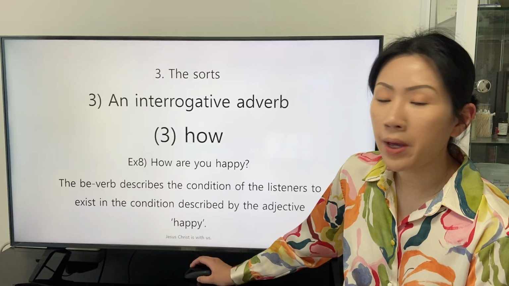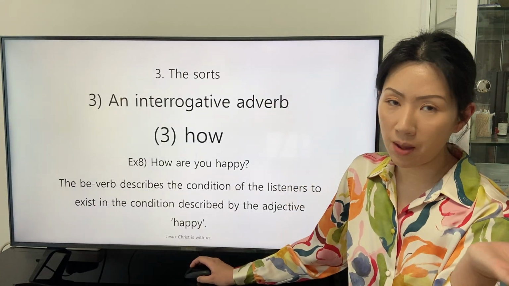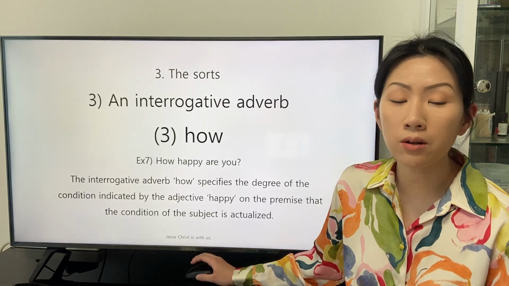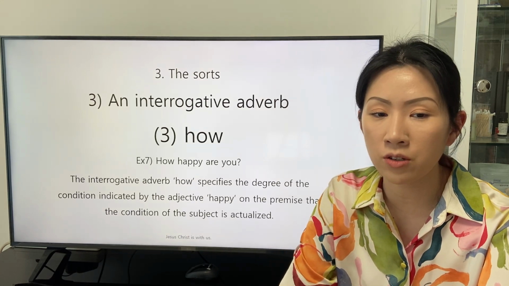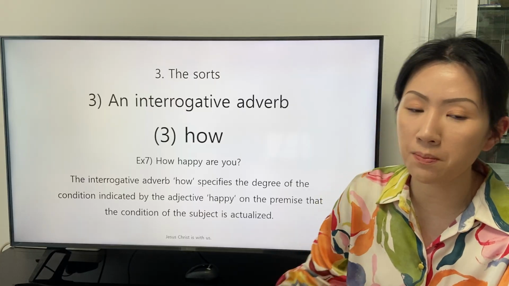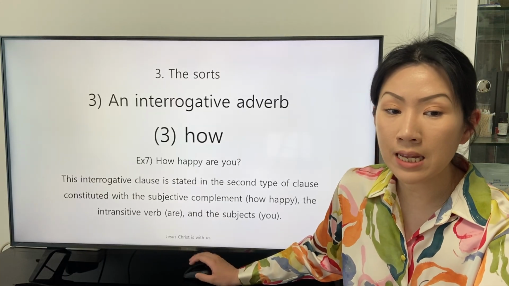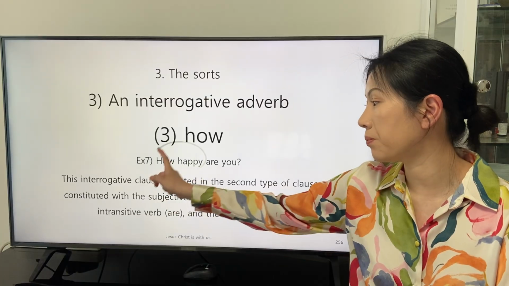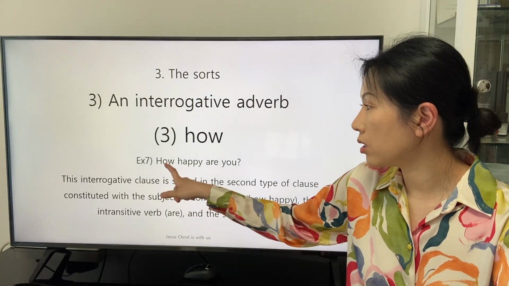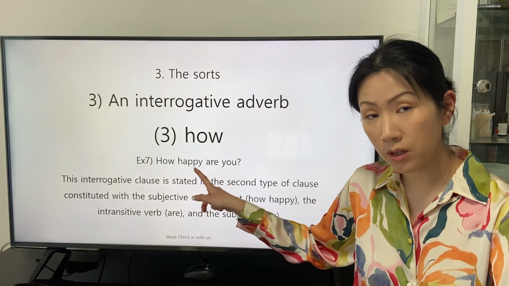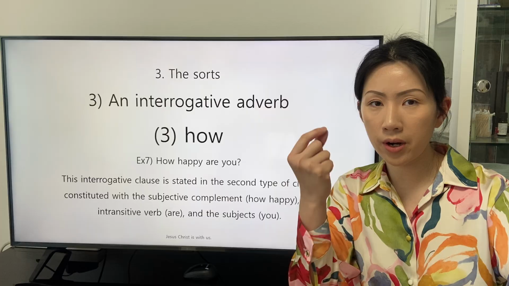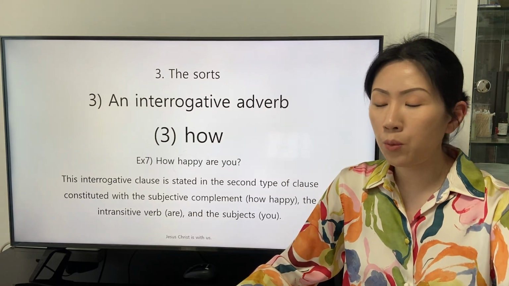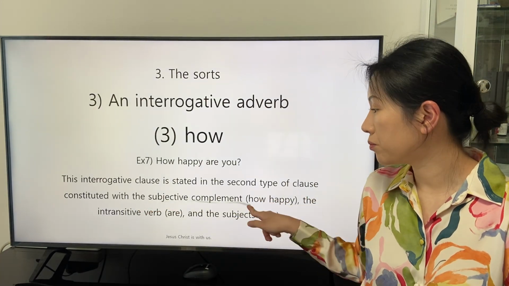This can be compared to the 8th example. How are you happy? The interrogative adverb how specifies the degree of the condition indicated by the adjective happy on the premise that the condition of the subject is actualized. This interrogative clause is stated in the second type of clause, constituted with the subjective complement, how happy, because the adverb how describes the adjective, so the core expression of this phrase is the adjective happy. So we classify the two words as the subjective complement.